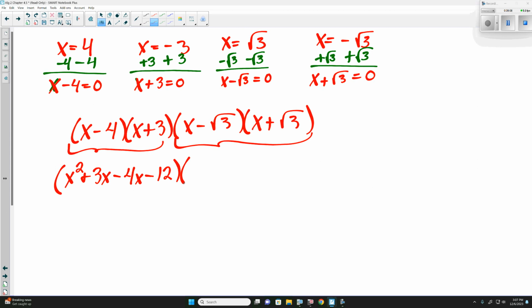And the other set of parentheses, x times x is x squared. x times the square root of 3 would be plus x square root of 3. Negative square root of 3 times x is negative x square root of 3. And negative square root of 3 times the square root of 3 would be negative 3. Because inside radicals, whenever we multiply 2 radicals, we multiply the number inside. 3 times 3 is 9. Square root of 9 is 3. So instead of writing the square root of 9, we know what the square root of 9 is, 3.